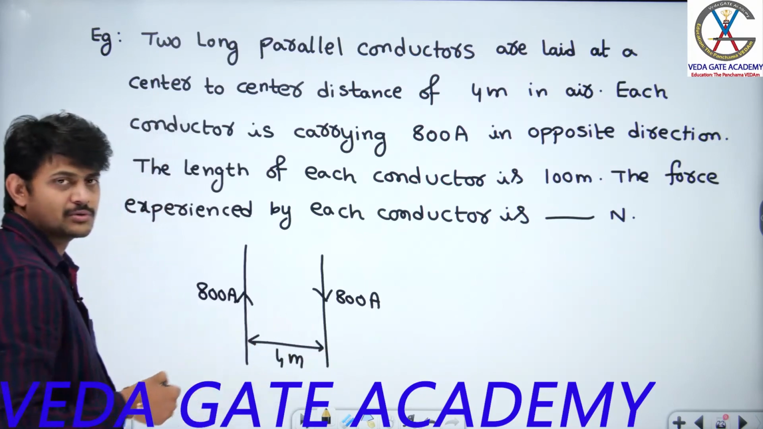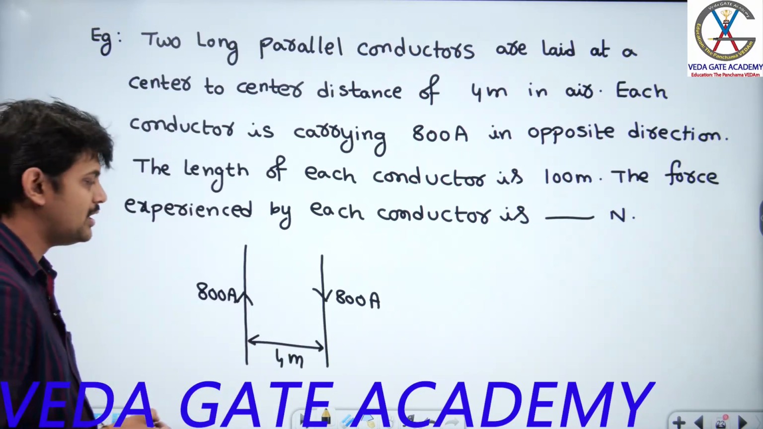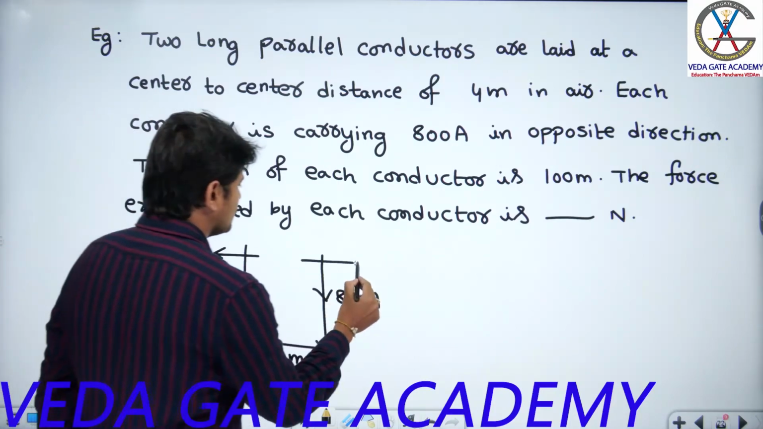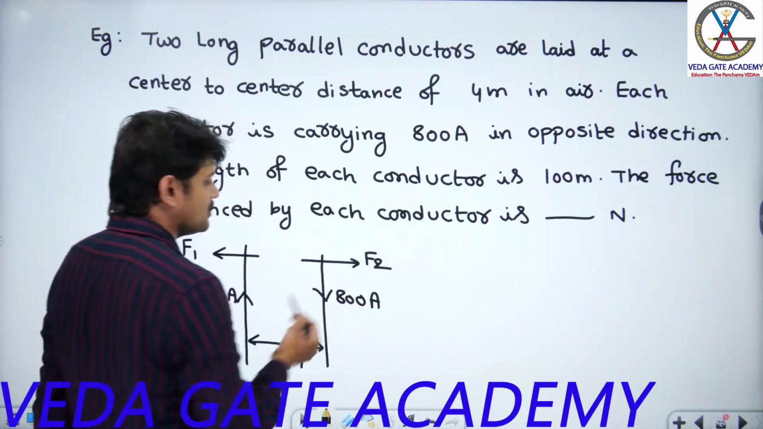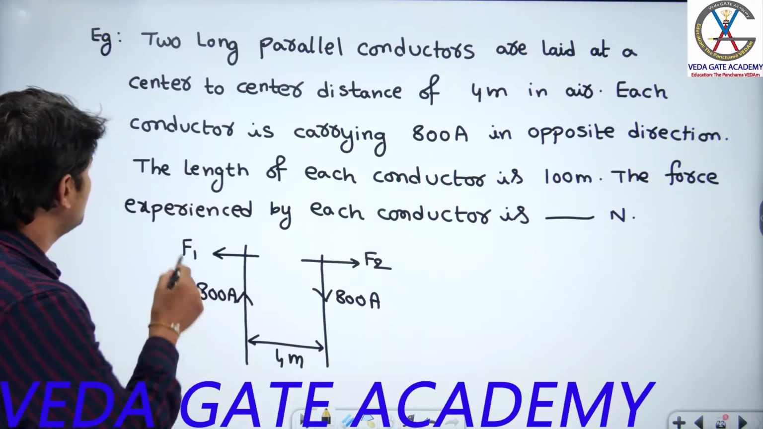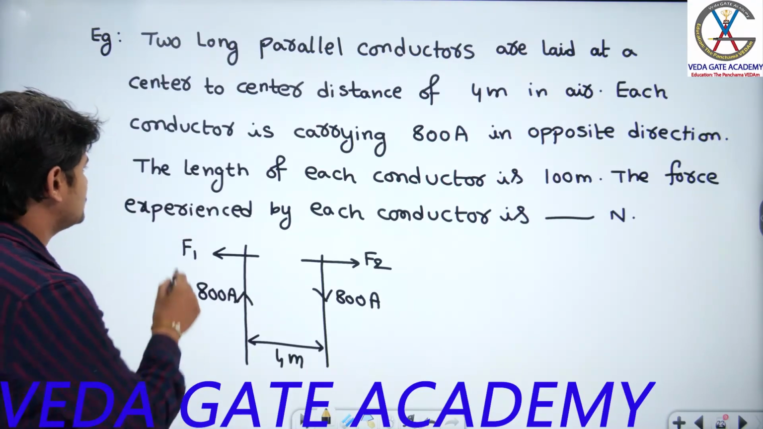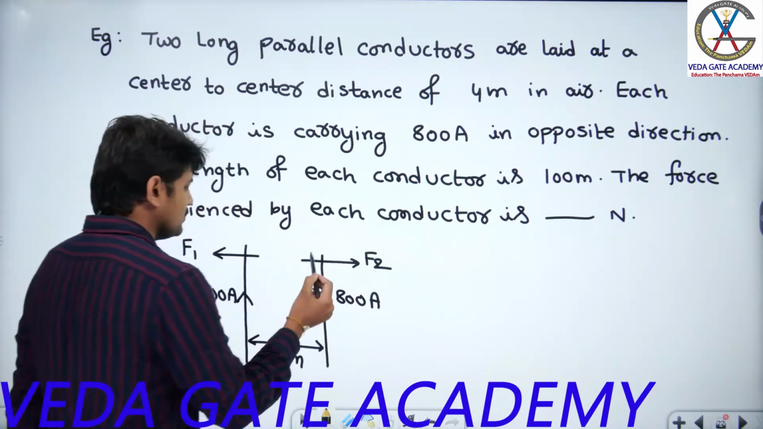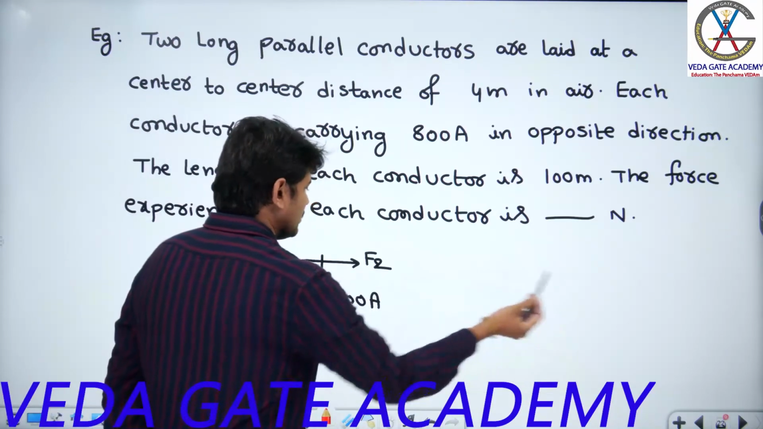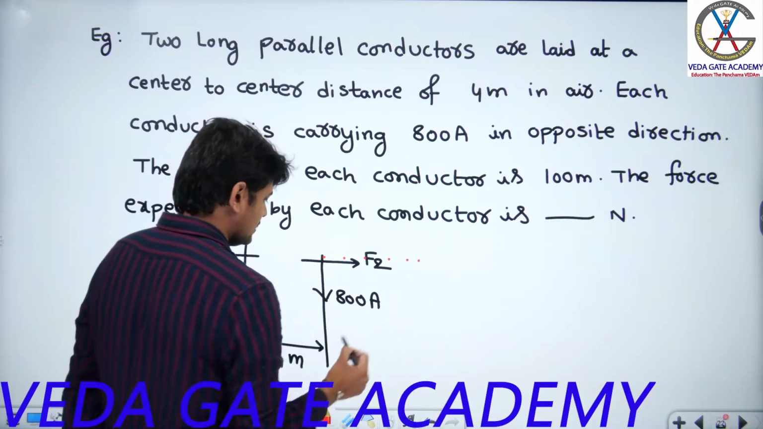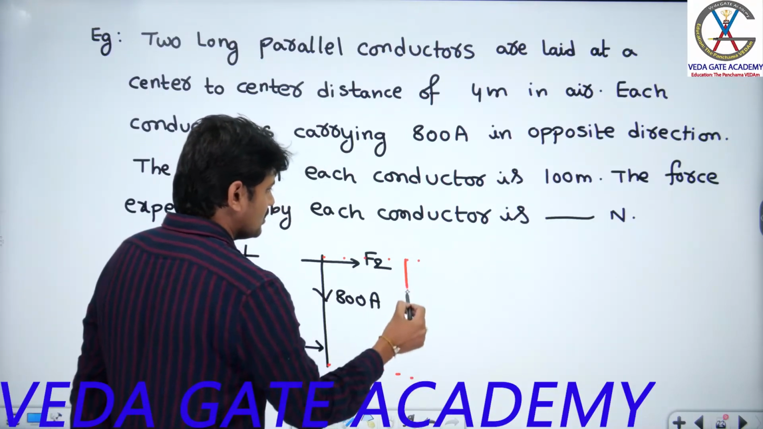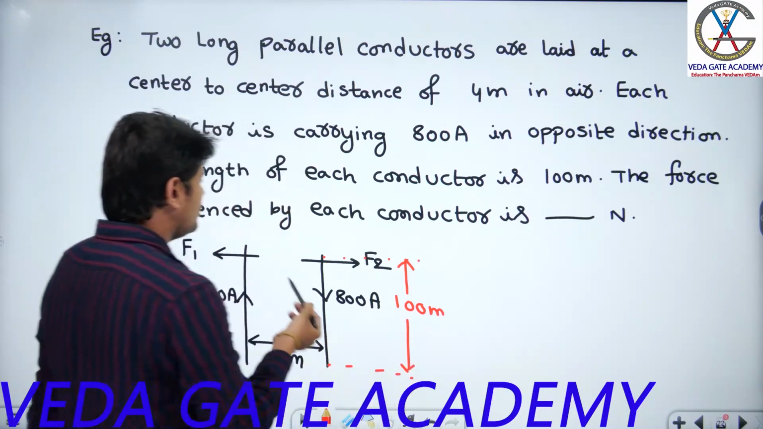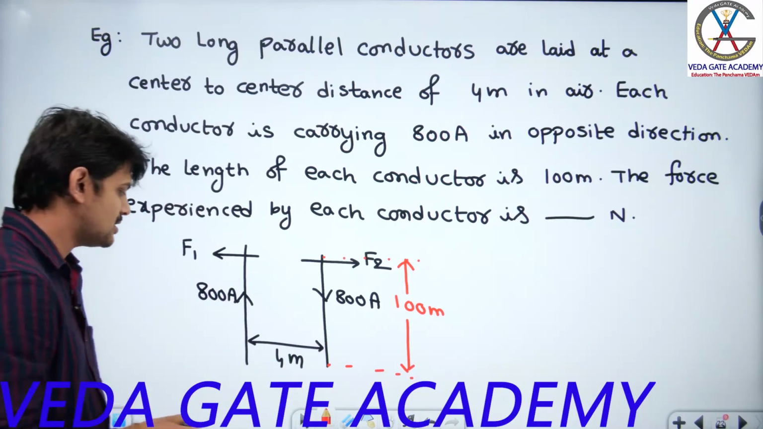The moment these two conductors carry current in opposite direction, there is a force of repulsion acting between them. Those forces are indicated with F1 and F2. Each conductor is carrying 800 amperes in opposite direction. The length of each conductor is mentioned as 100 meters. That means the length from here to here of this conductor is 100 meters. Now we need to determine the force experienced by each conductor.